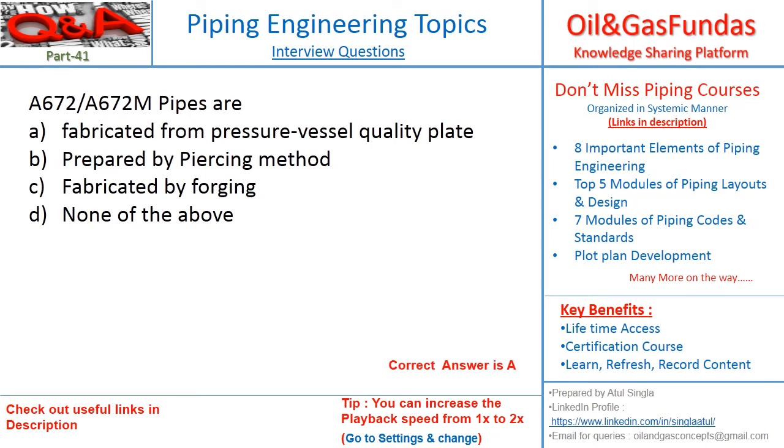A672 is a type of pipe material which is welded type, and we make it from plates, welding the plates. So we are not piercing, which is done in the seamless case. This is not a forging case. So only statement A is correct related to the A672 standard.